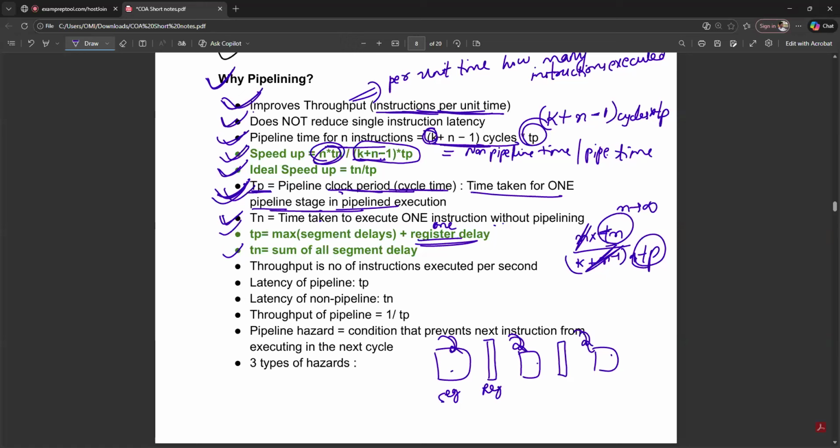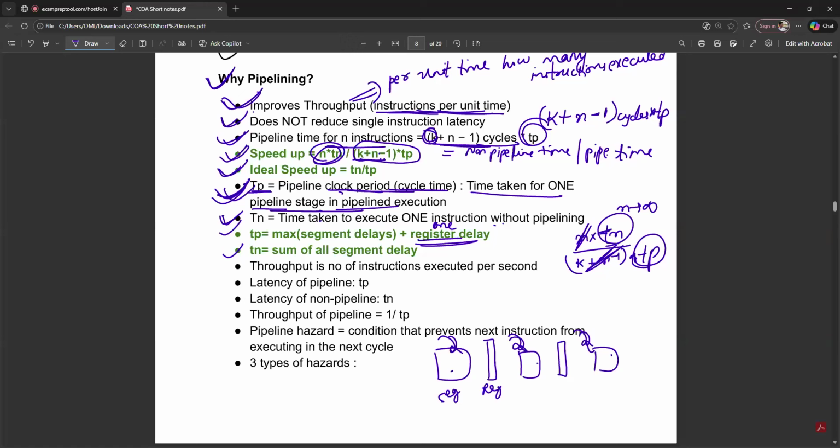Now what is the throughput? Throughput is the number of instructions executed per second. I told you above, it is the number of instructions executed per unit time. Most probably per unit time means per second, or it depends on the question. If the question gives something else, then you have to take per unit time accordingly.